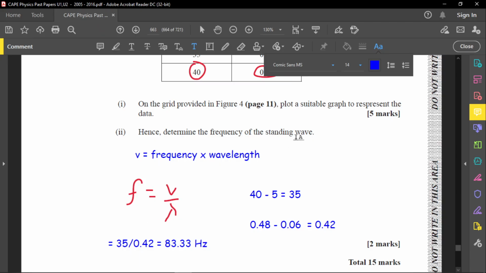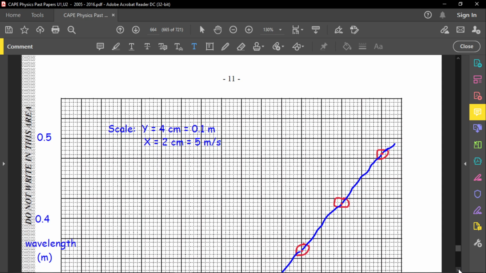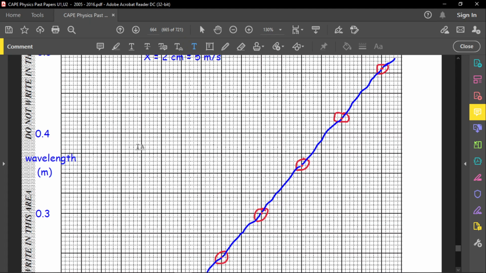Now, another way you could do this is to use the graph. You can use the gradient of the graph to find this. On the y-axis you have the wavelength, and on the x-axis you have the speed. So the frequency will be the inverse of the gradient. You can make a note of that. In other words, 1 divided by the gradient will equal the frequency.